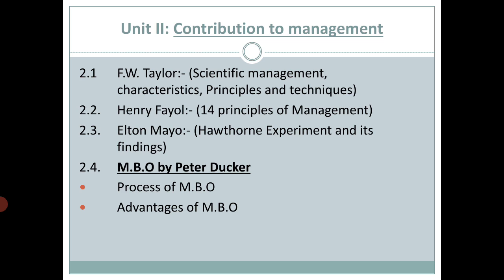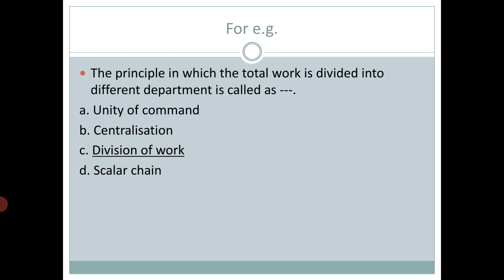Okay, for example, the principle in which the total work is divided into different departments is called as, yes, see, four options will be given to you which are related to the principles of management. These four principles are part of the 14 principles of management given by Henri Fayol. Now see: unity of command, centralization, division of work, and scalar chain.